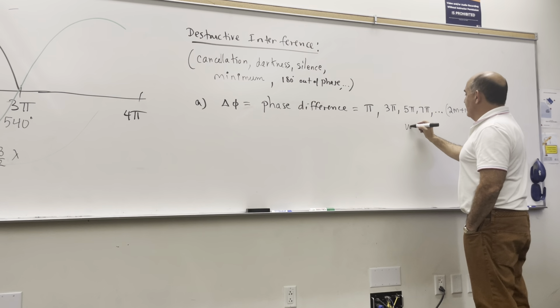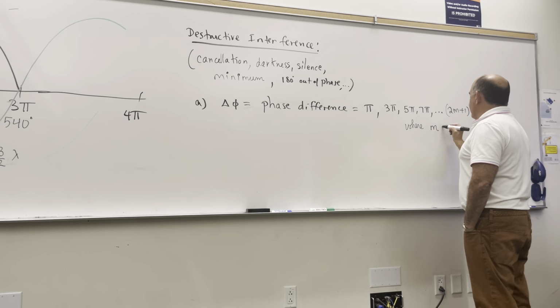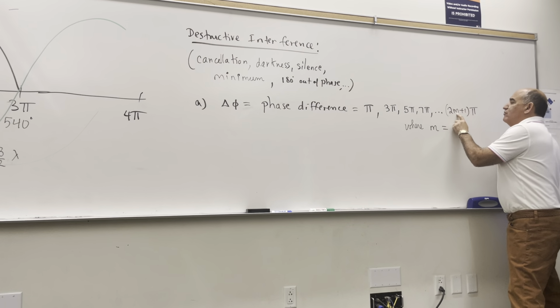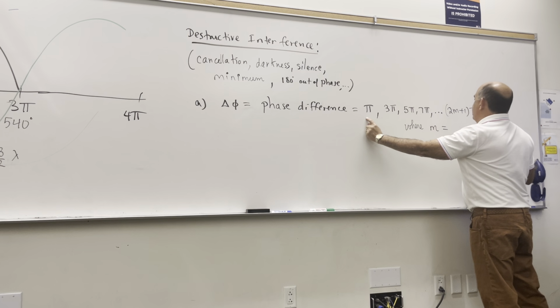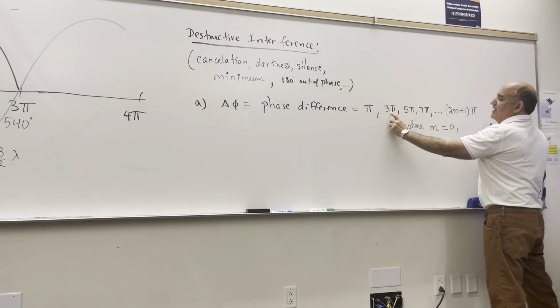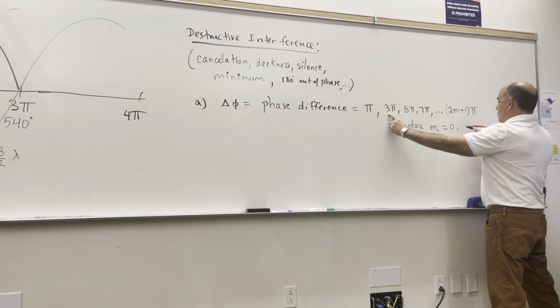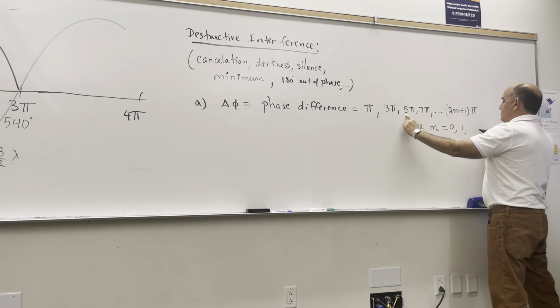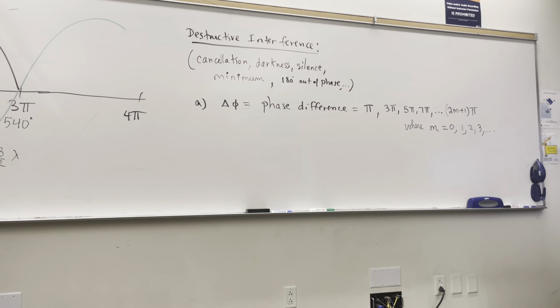Where m would have to be, now let's think about it. Given my way of writing it like this, what would have to be the value of m so that I get the first value over here? 0. What would have to be the value of m over here so I get this value? 1. What would have to be the value of m so I get this value? And then so on. So notice that if I write it like that, I can use the same allowed values of m as for constructive interference.